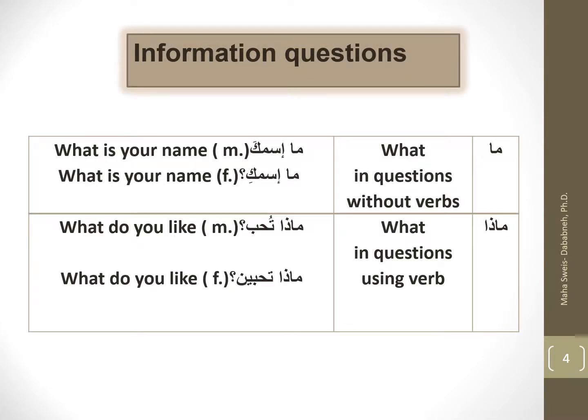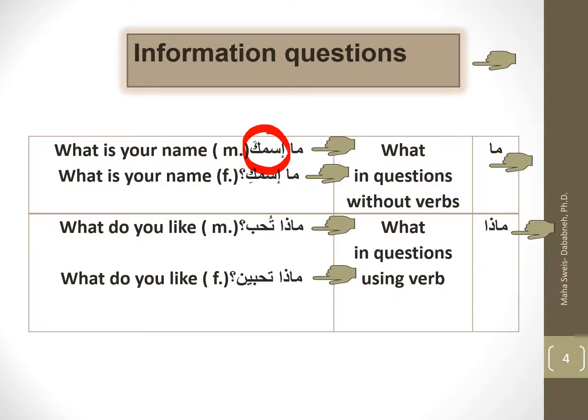Now we are requesting information. So anytime you request information, we have question words to use. The first one, we have ما. ما is what? ما اسمك؟ Another word for what, we have ماذا. ماذا تحب؟ ماذا تحبين؟ Now if you pay attention, you can see we use ما if it is followed by a noun, but we use ماذا if it is followed by a verb.